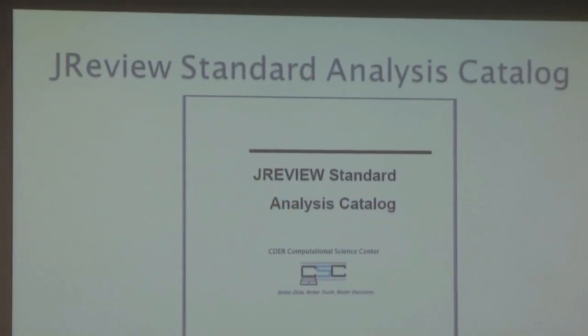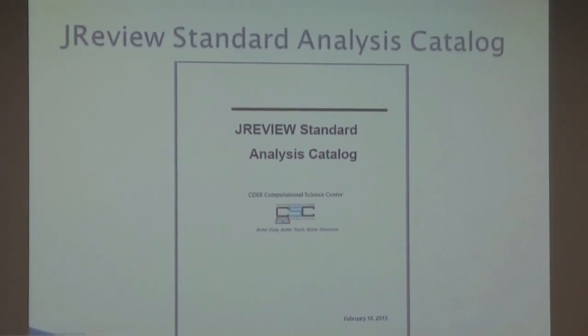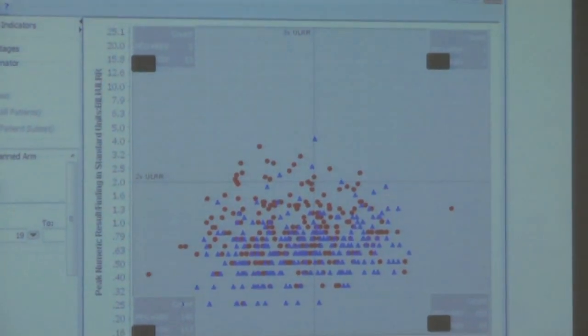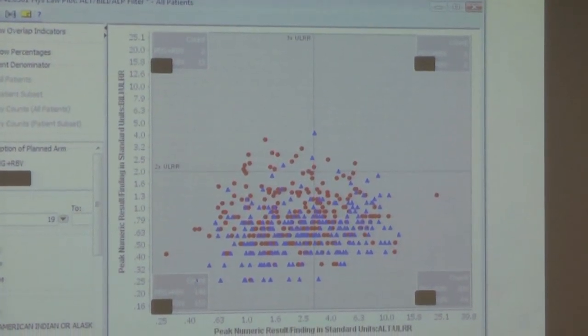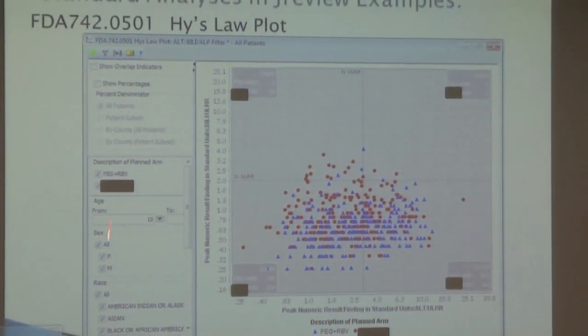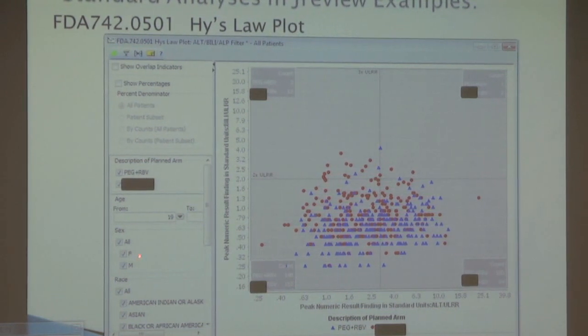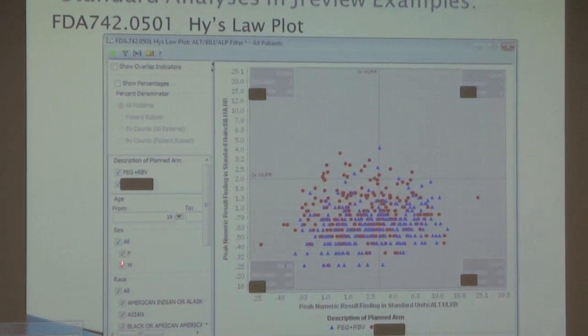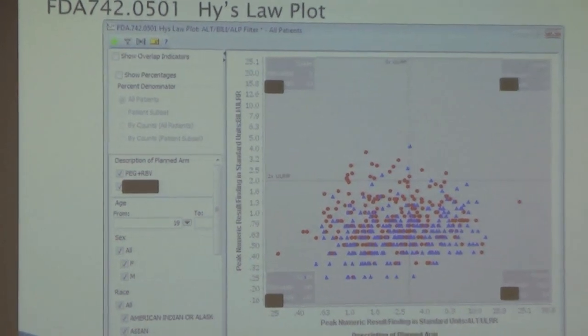So this is the cover sheet of the document that accompanies the standard analyses in J-Review. This is a Hy's Law analysis that plots ALT against bilirubin to look for hepatotoxicity. And here you see that on the left-hand side you have the ability to look at the same plot for males versus females just by clicking on and off, or looking at different age ranges or different races, so that you have some ability to do that.